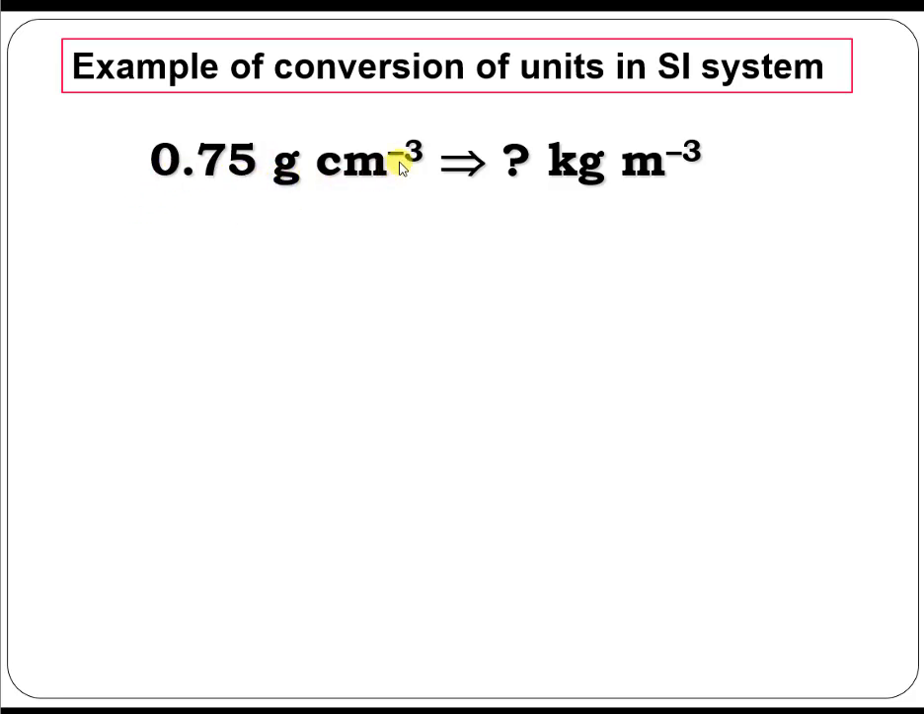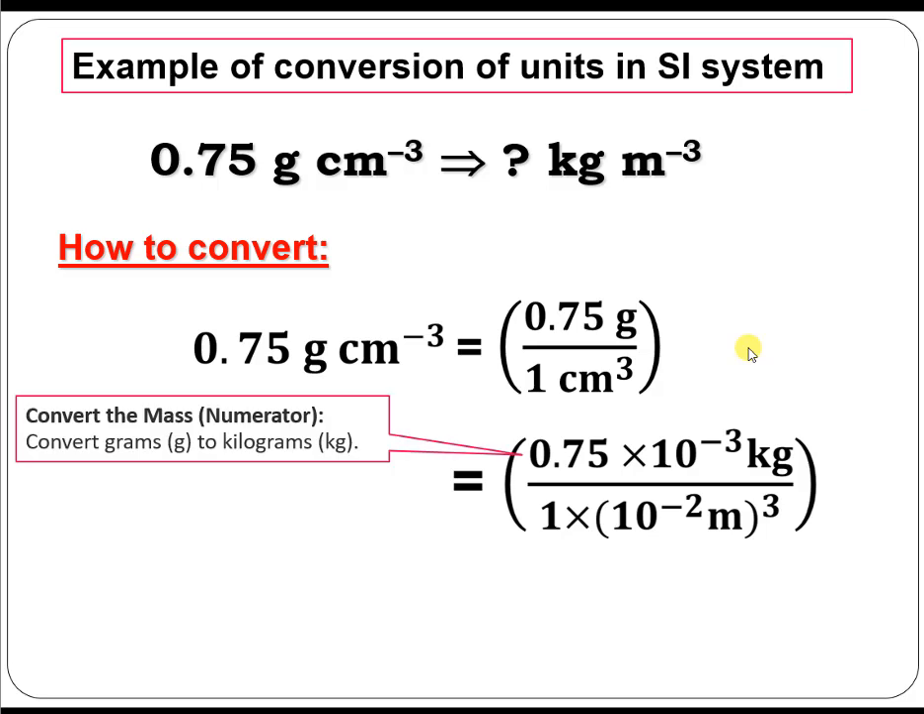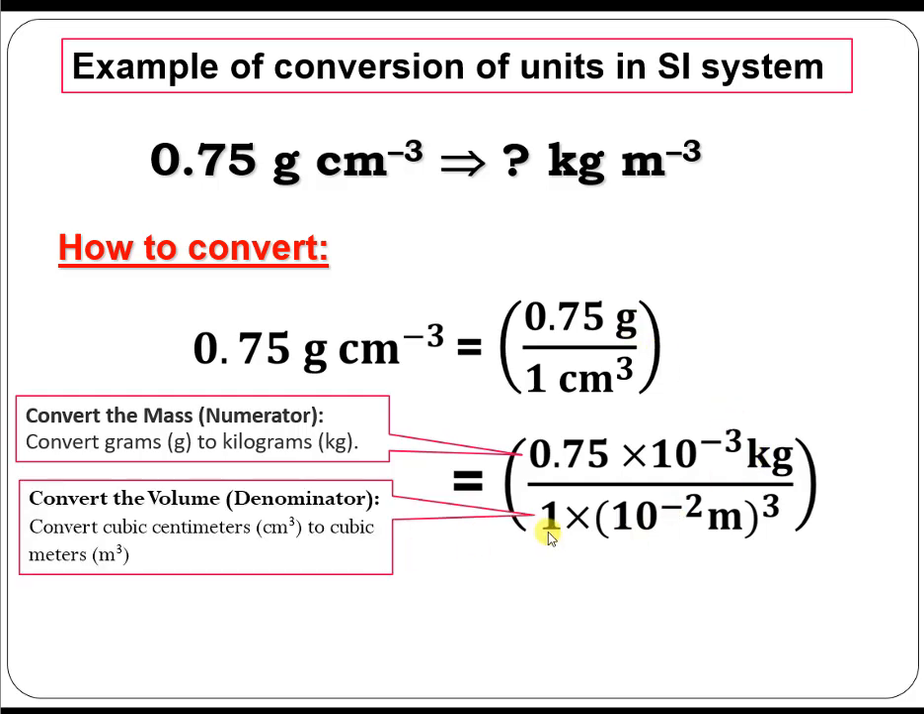0.75 gram per centimeter cube, we need to change it to SI unit kilogram per meter cube. So again, we are going to convert the mass, the numerator, from gram to kg, and then we are going to convert the volume, the denominator, from centimeter cube to meter cube. Centi is times 10 negative 2, then we raise it to the power of 3. Then do the calculations and we are going to have 750 kilogram per meter cube.